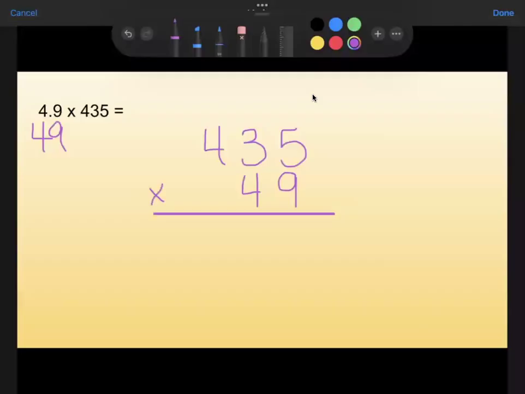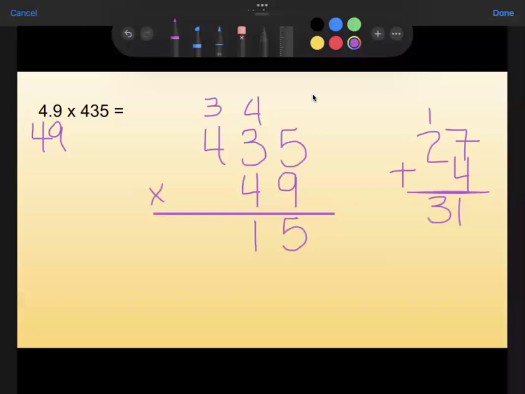So 5 times 9 is 45. So I'll put a 5 here and a 4 up here. 3 times 9 is 27. And then if I add 4 to that, I end up with this being 11 and 31. Okay, so this is 1, and this is 3. Then 4 times 9 is 36. 36 plus 3 is 39. So this is my first row.